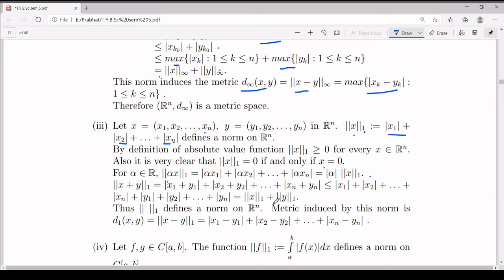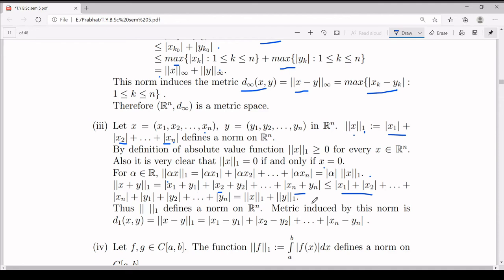Now the third, norm x plus y. Norm x plus y is mod x1 plus y1, plus mod x2 plus y2, plus mod xn plus yn. And again you can apply the triangle inequality for absolute value function to get it is less equal mod x1 plus mod y1, plus mod x2 plus mod y2, plus mod xn plus mod yn. And if you segregate the terms of xi's and yi's, you will get it is less equal mod x1 plus mod x2 plus mod xn plus mod y1 plus mod y2 plus mod yn, which is equal to norm x plus norm y. So you have proved the triangle inequality: norm x plus y is less equal norm x plus norm y.